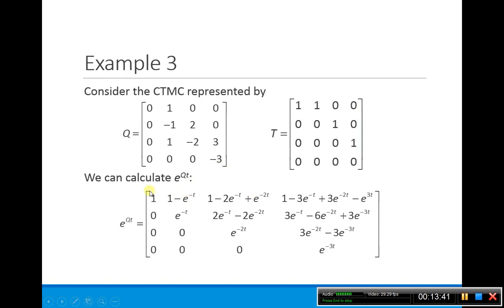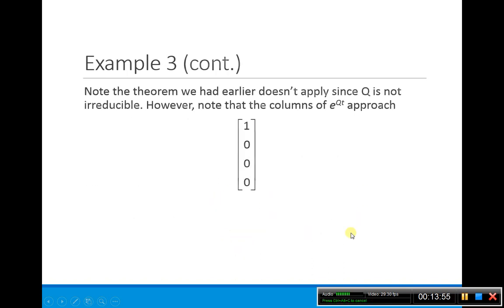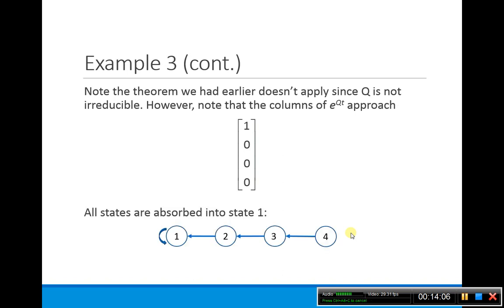Notice what our limits go to. If we take the limit as t goes to infinity, this is 1, 0, 0, 0, and so are all of these. So this limits to 1, 0, 0, 0. This limits to 1, 0, 0, 0, etc. So all the columns of e to the qt approach this 1, 0, 0, 0, just like with the powers, where we had things approaching pretty much the same thing. All the states are absorbed into state 1. So this is what our transition diagram would look like.